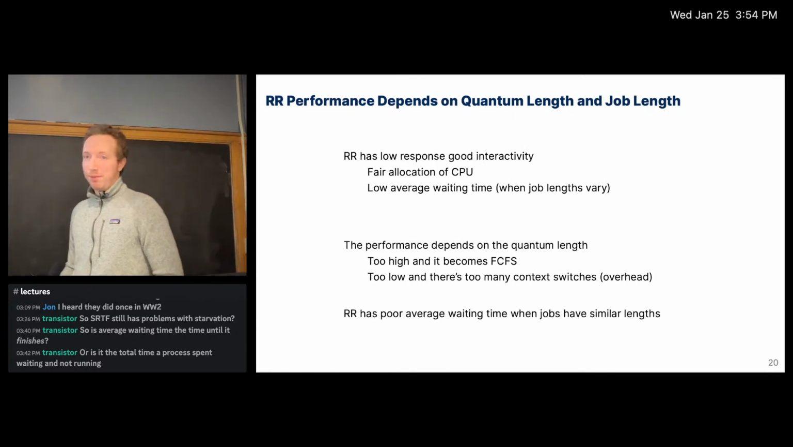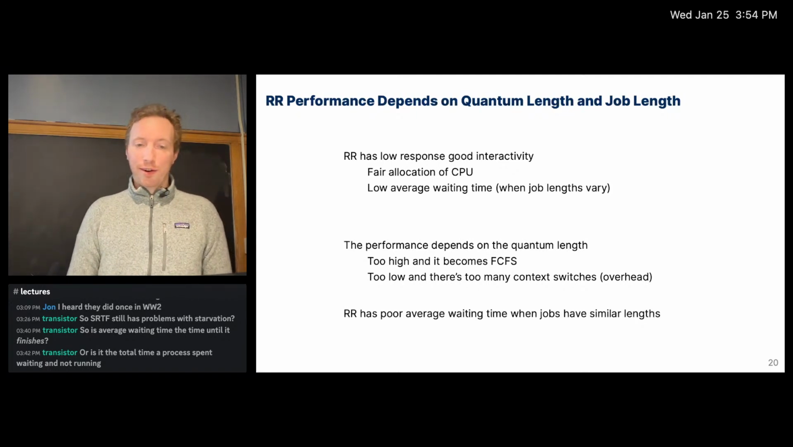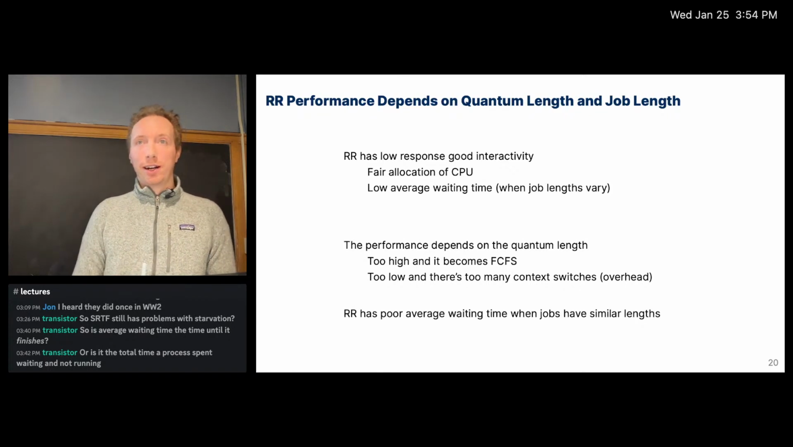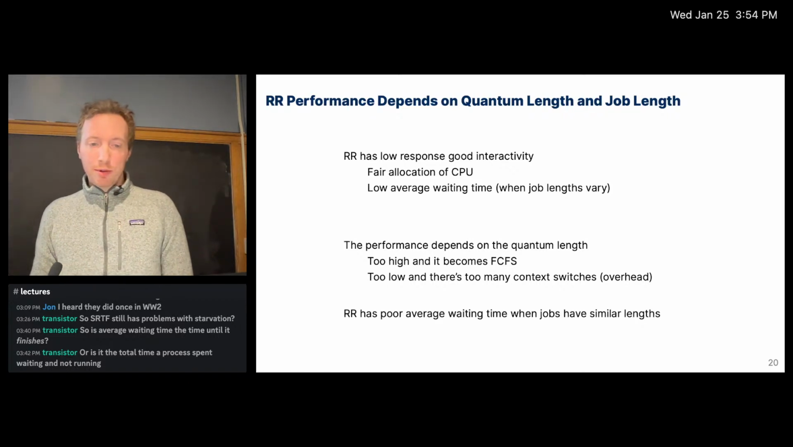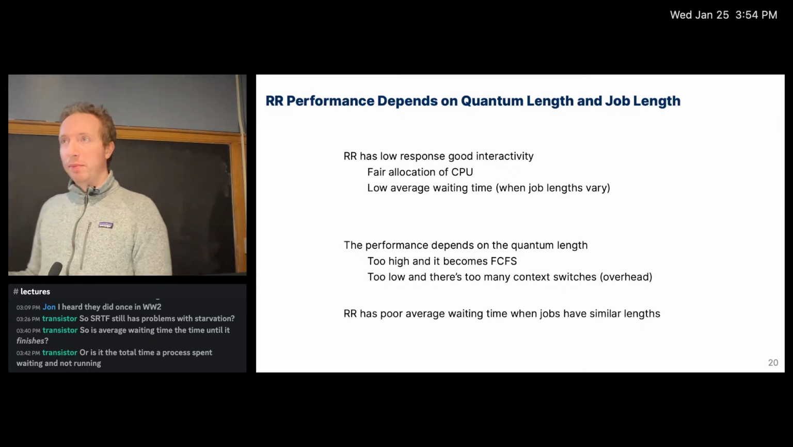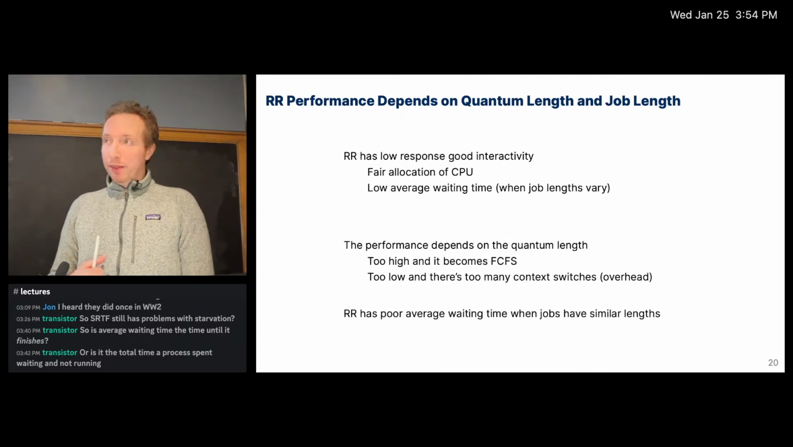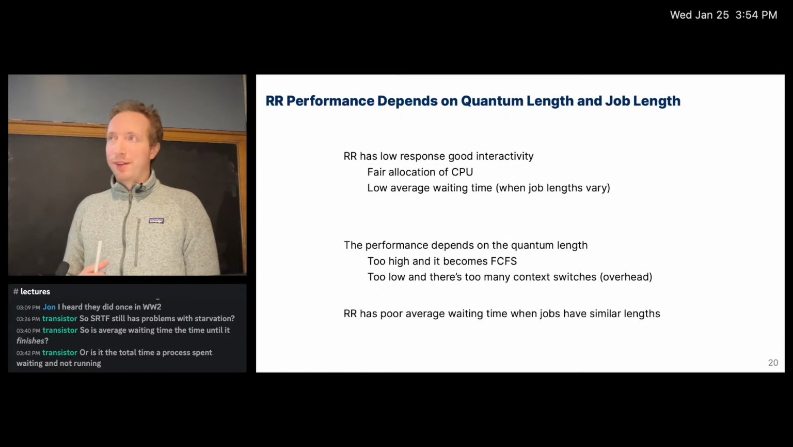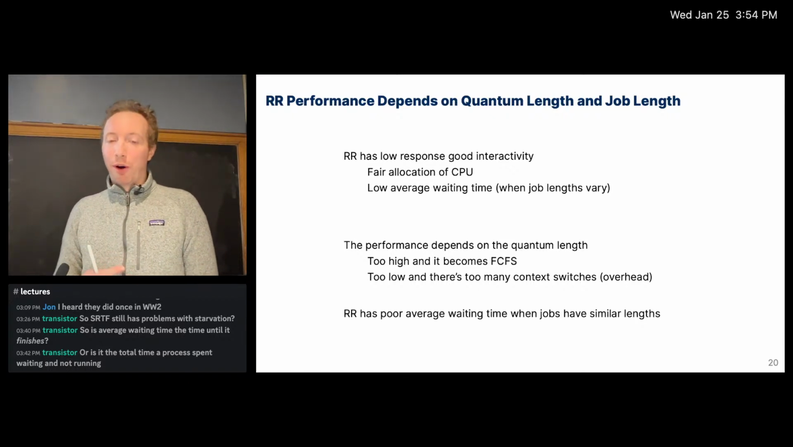So the round robin performance depends on the quantum length and the job length. Round robin typically has low response time, good interactivity, so you want that for applications you interact with. It's fair about the CPU, with low average waiting time. And there's a caveat here when the job lengths vary. But the performance really depends on that quantum length, and there's no correct answer.